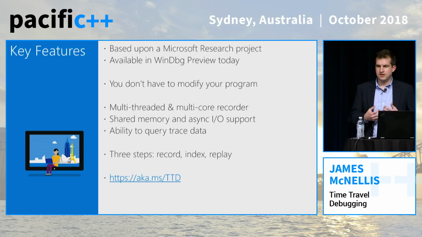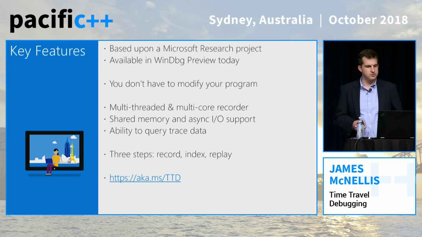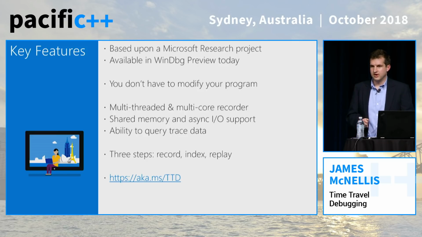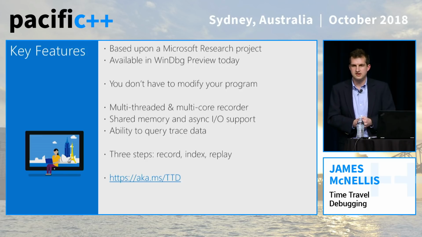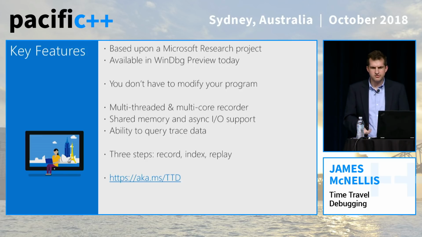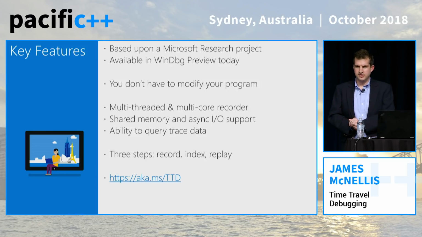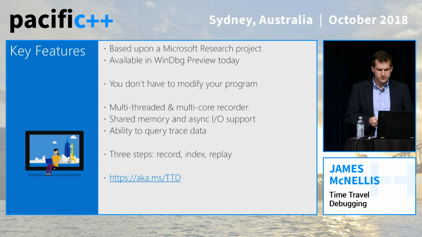So the time travel debugging process basically consists of three steps. First, you'll record execution of your program. So you'll start your program with TTD attached, or you'll go attach TTD to the program, and this will produce that trace file. You'll then go and open that trace file in the debugger, and the first time you open it in the debugger is going to create an index file for the trace.